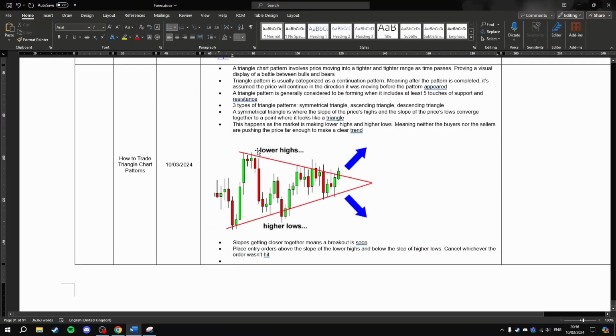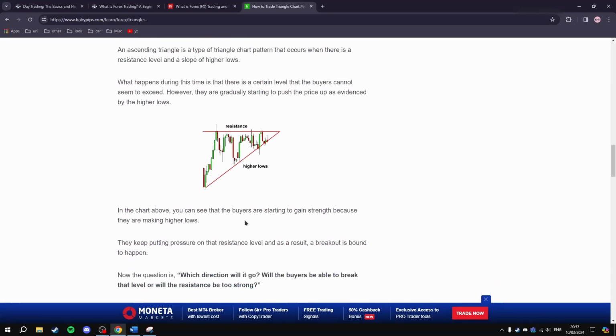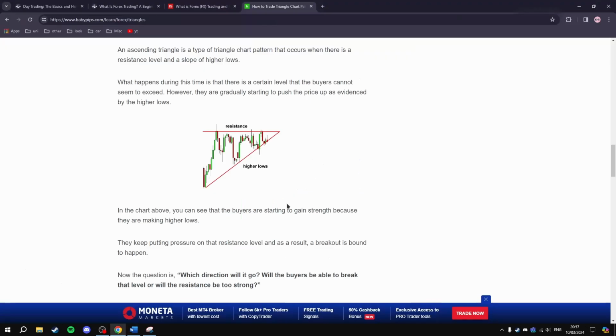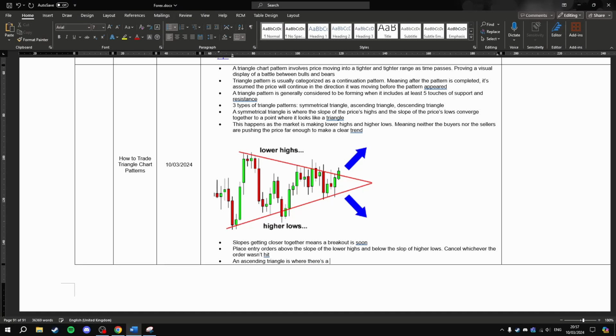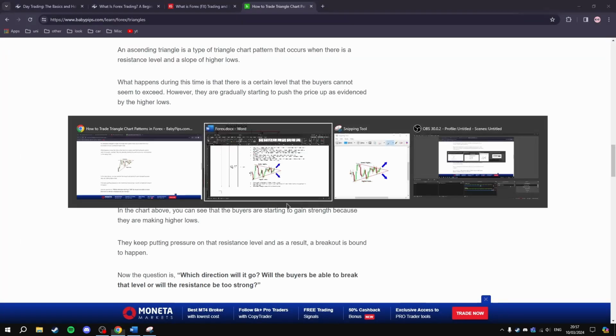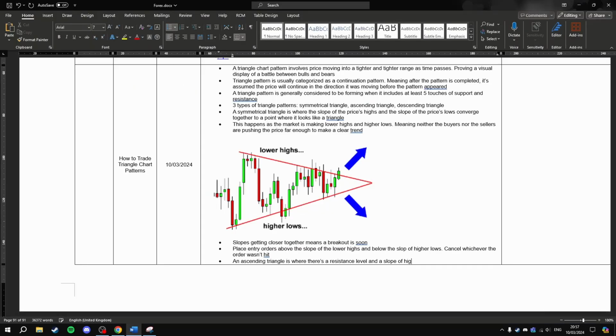Ascending triangle. So an ascending triangle is a type of triangle chart pattern that occurs when there is a resistance level and a slope of higher lows.